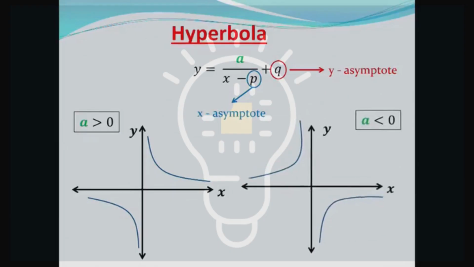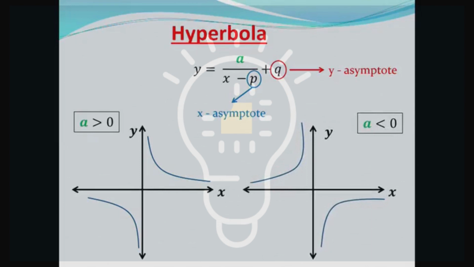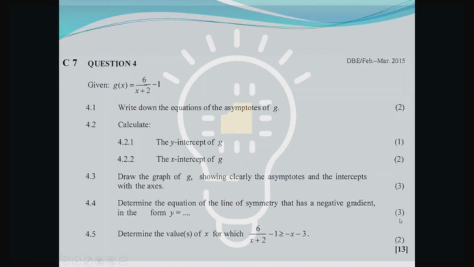When we take it further, when a is less than 0, we have diagrams that look like that. Notice when it's negative, it's going to look like this. The hyperbola, when a is positive, will be in the first and the third quadrants. For negative, the second and the fourth quadrants here.